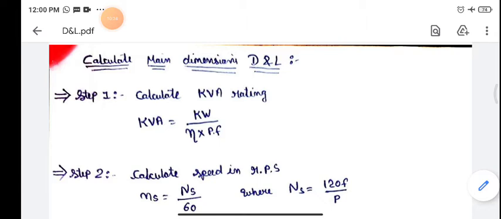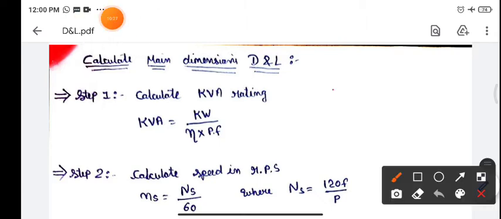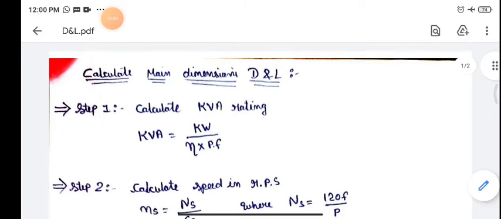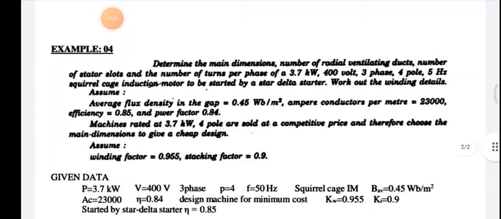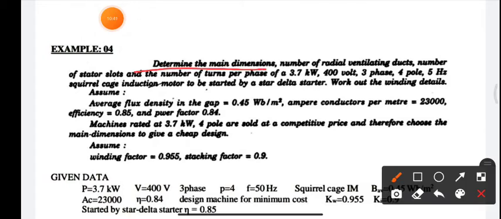So these were the steps that are required to be performed while finding the main dimensions of a stator. Now let's move on to the numerical part. Here in the numerical we have to determine many things, but we will be focusing only on the main dimensions. We will be determining the main dimensions.